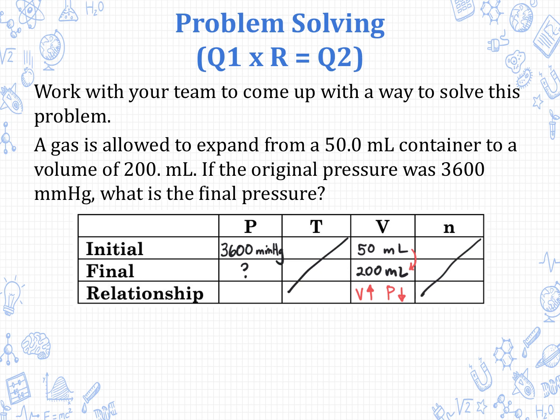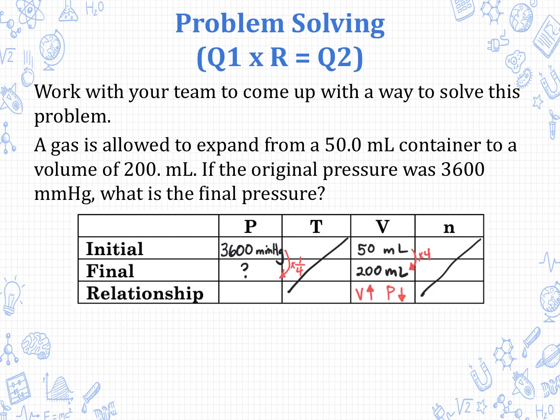And people tend to notice on this one that the volume just got 4 times bigger. So the volume got 4 times bigger, the pressure should get 4 times smaller, or it should be multiplied by a fourth. But I want to use a problem-solving strategy that we can consistently use even when the numbers aren't as easy as they are in this problem.